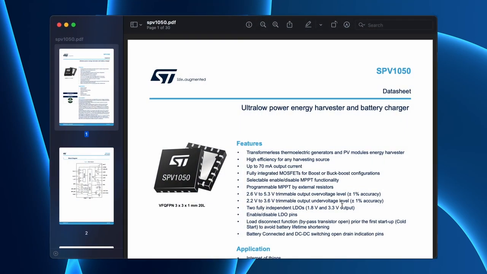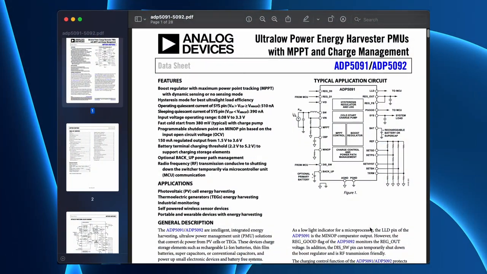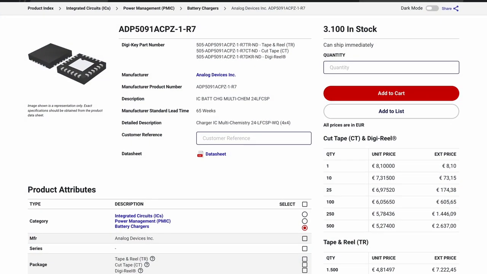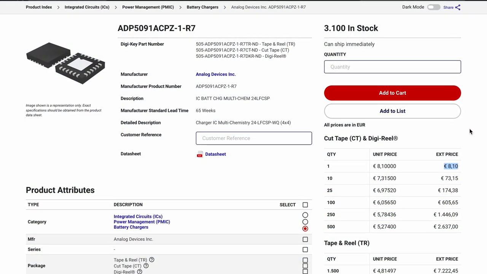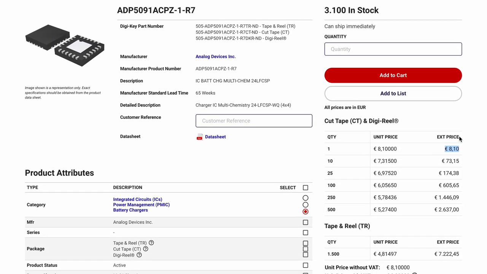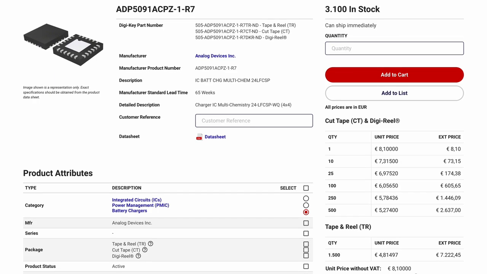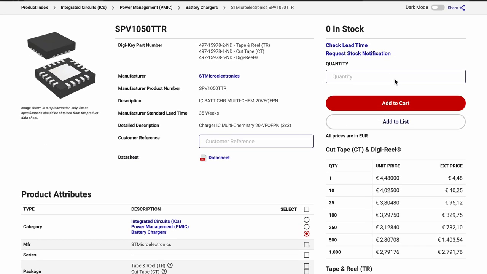The first one is the SPV1050 by ST Microelectronics, and the second is the ADP5091 by Analog Devices. Both are great, however, as you can see the ADP is twice as expensive, and for now we don't care much about the price. Unfortunately, the SPV is out of stock right now, but I was able to get two units for this first prototype.